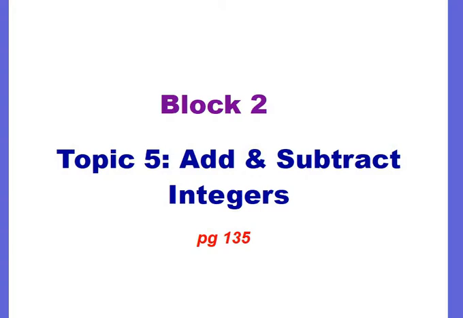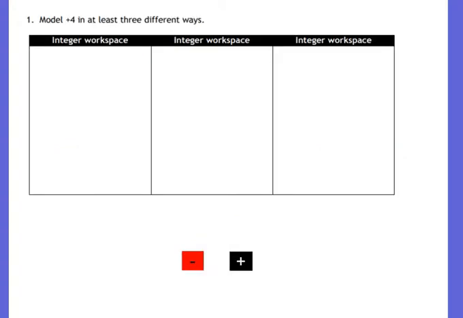Using your chips, I want you to model with your chips a positive 1 on your desk. Positive 4 on your desk. Show me what a positive 4 would represent. Black stands for positive, red stands for negative.